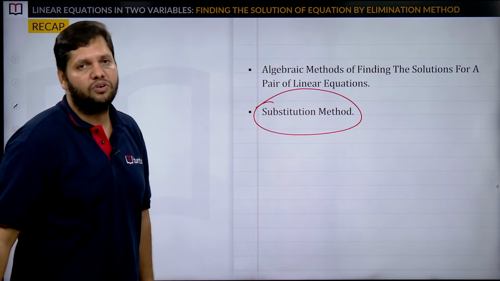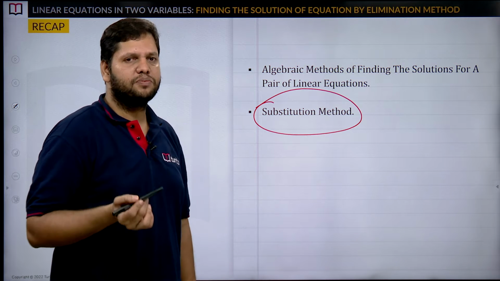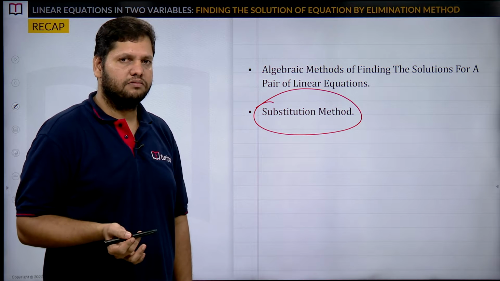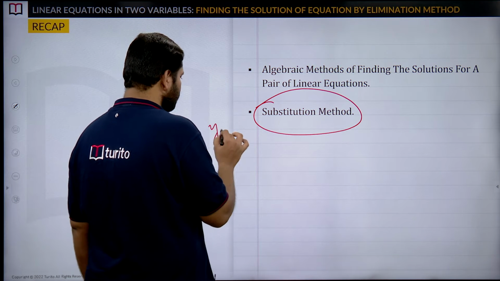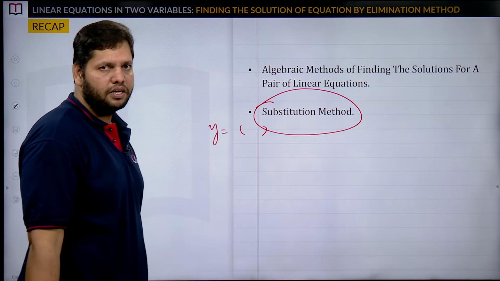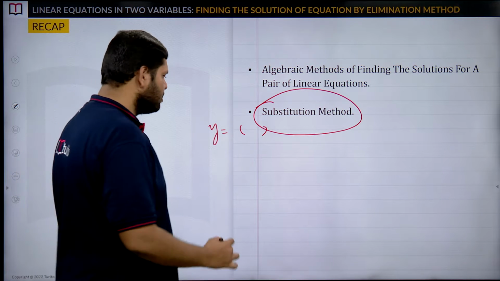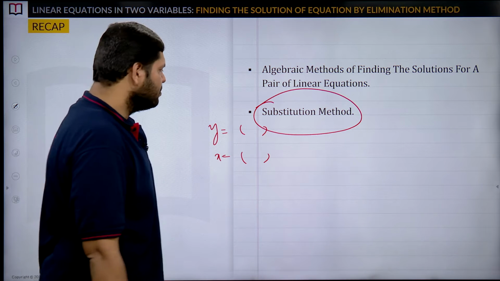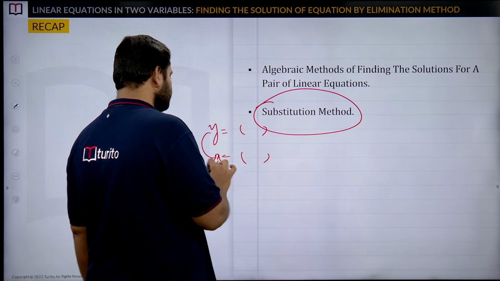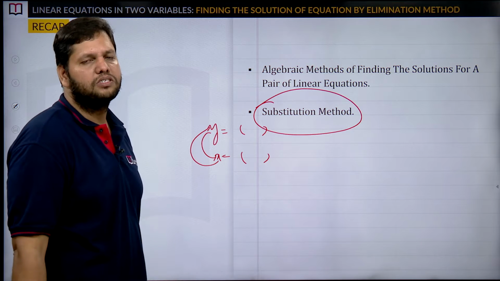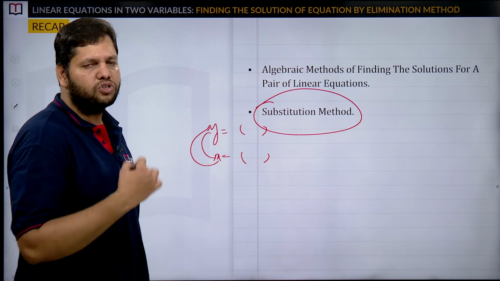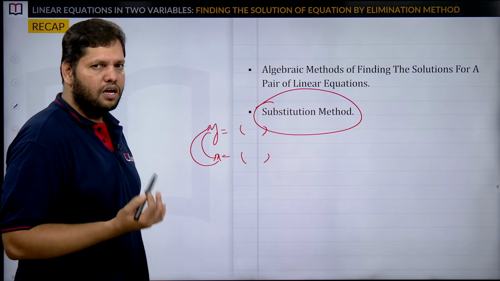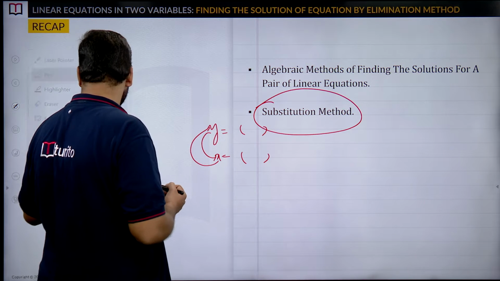In the substitution method, what are we doing exactly? We are expressing the variable y in terms of x, or expressing the variable x in terms of y. Either you write y is equal to something, otherwise you can write x is equal to something. After that we substitute the y value in the place of y, otherwise we substitute the x value in the place of x. Then we solve the equation and find the x value and y value, which we call a pair of solution. So that is the first method we discussed in the previous class.